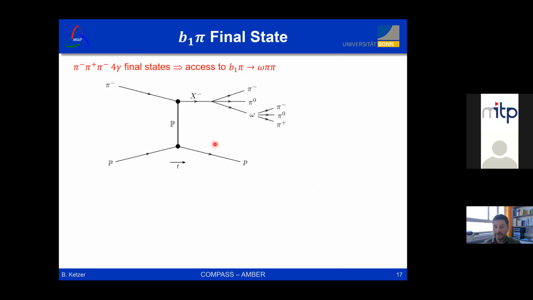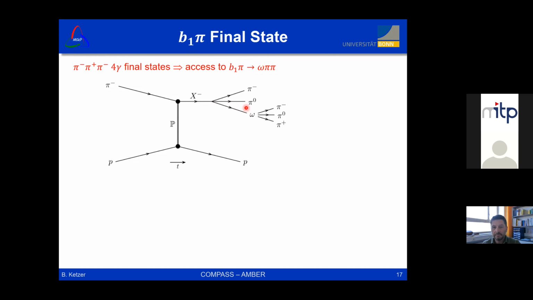Now, this state was already mentioned by Sean. This is predicted by models and by lattice QCD to be the dominant decay of a hybrid pi1(1600), and to access this requires adding 2 more photons to the final state. So now we have 3 charged pions and 4 photons, and this gives us access to b1 pi and the b1 decaying to omega pi pi. So that's the decay chain.